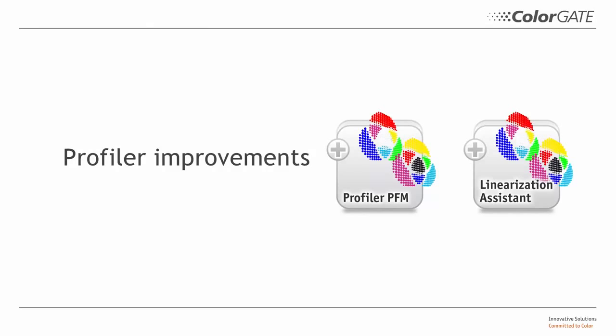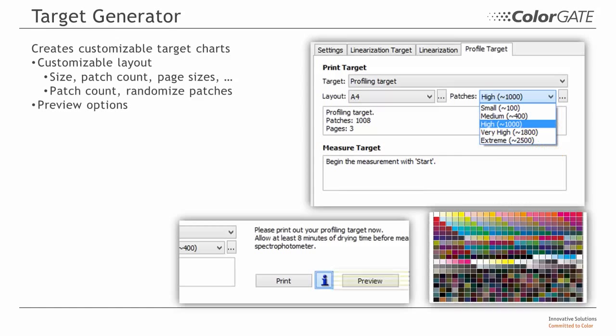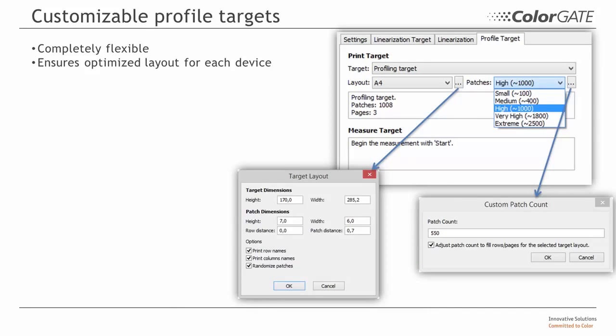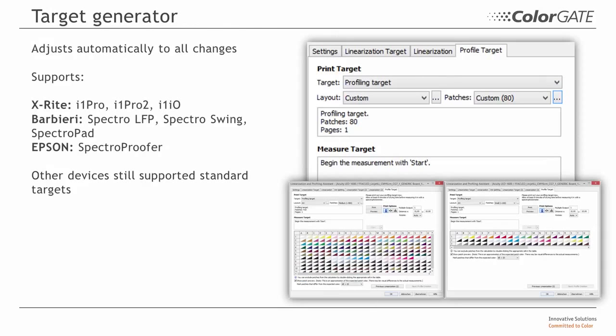The profiler modules and the linearization assistant were improved with numerous new functions in version 9. The new target generator enables the creation of user-defined profiling targets, whose layouts can be flexibly adapted to each specific requirement. Measurement device-specific charts can be configured by defining the target dimensions and the number of color fields.